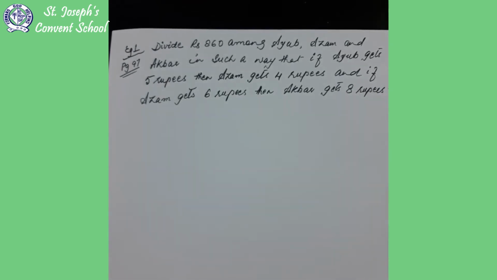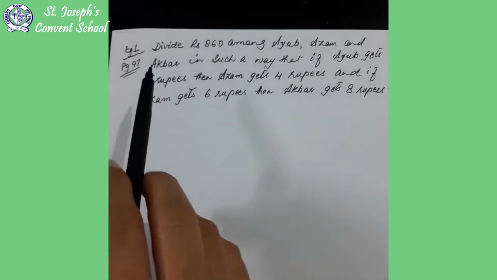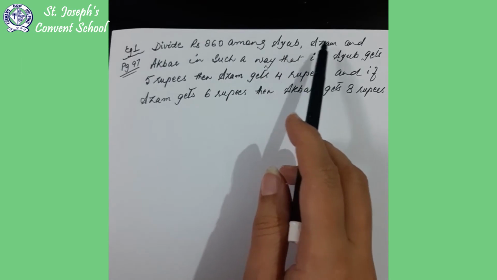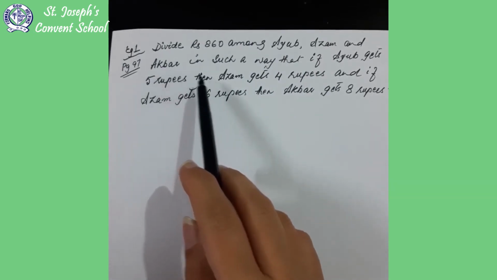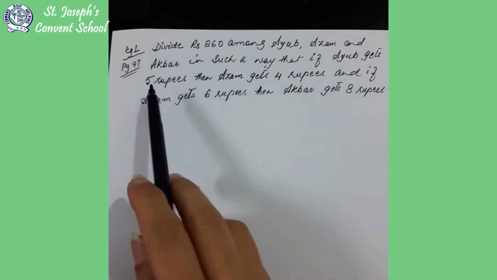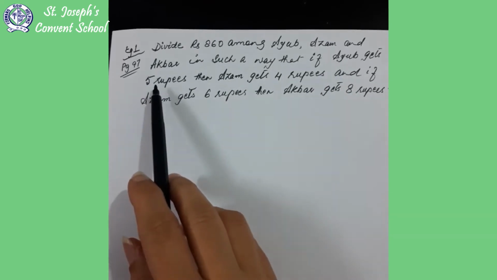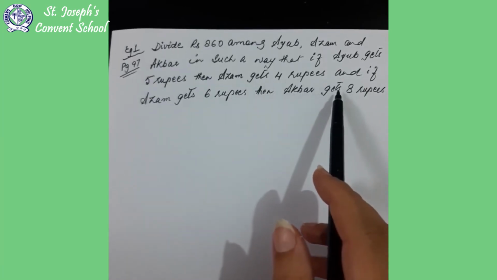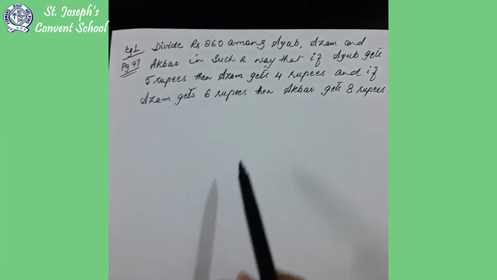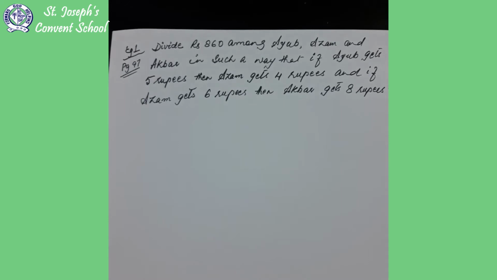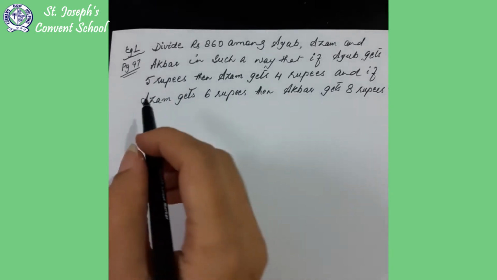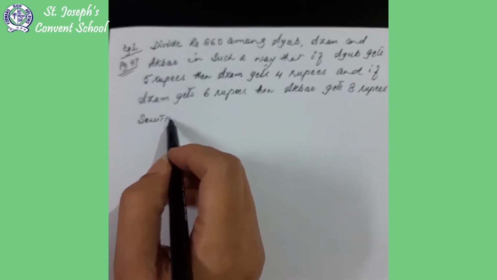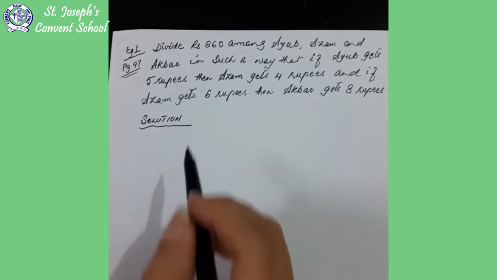So this is the question. The amount is also given, rupees 860. You have to divide this between Ayub, Azam and Akbar. And how you are going to divide it, the ratio is given. If Ayub gets 5 rupees, Azam will get 4, and if Azam gets 6, Akbar will get 8. So this is the ratio given. You are going to divide the amount according to this ratio. So let's write the names, quantities, ratios and all.